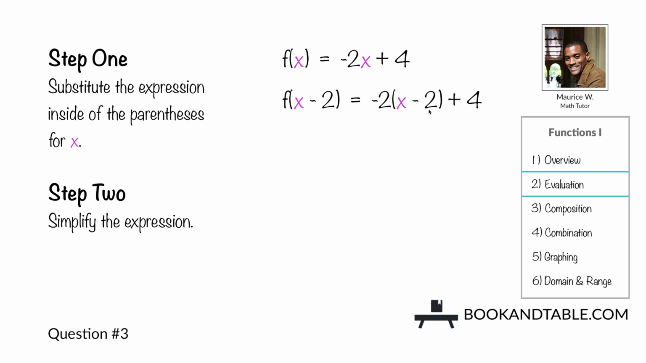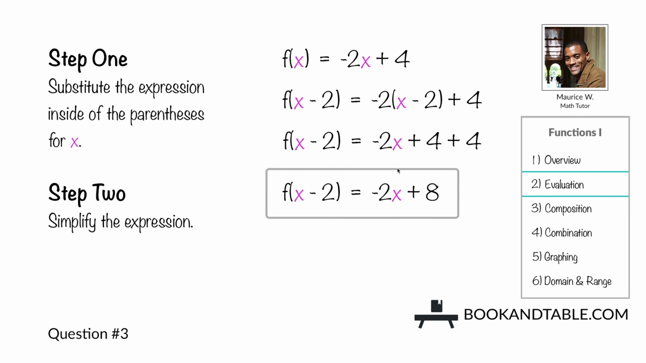And now we want to simplify the expression. So we want to distribute this negative 2 to both terms inside of the parentheses, which would give us negative 2 times x, which is negative 2x. Negative 2 times negative 2 is positive 4, plus 4. And now we combine positive 4 and positive 4 to give us positive 8. So we get f of x minus 2 is equal to negative 2x plus 8.